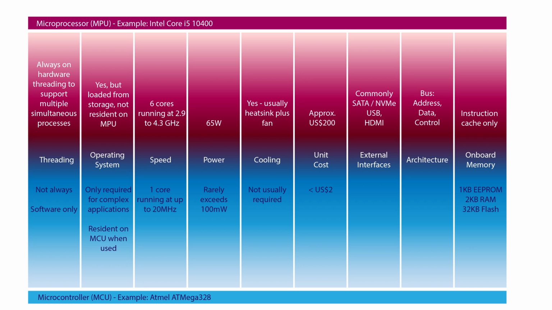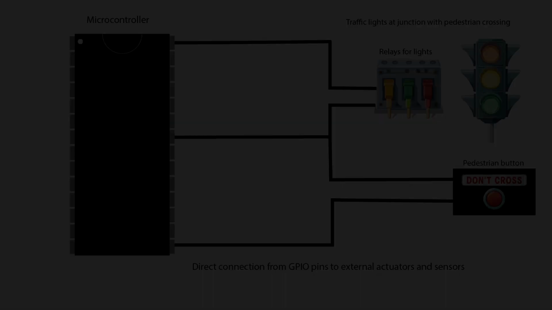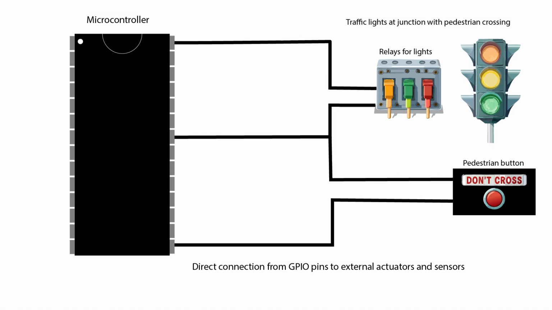Now that's not the case with microcontrollers. Instead of buses, they use general purpose input-output pins, GPIOs. These are designed to connect directly to external hardware. For example, they can be connected directly to the push button used by pedestrians, and they can provide a control signal to a relay for the lights. This significantly reduces the complexity of the external circuitry required.